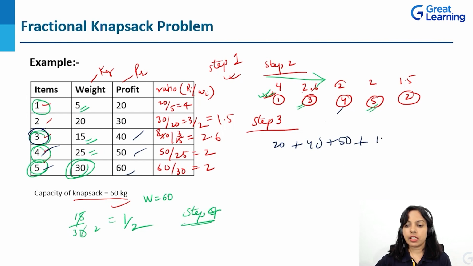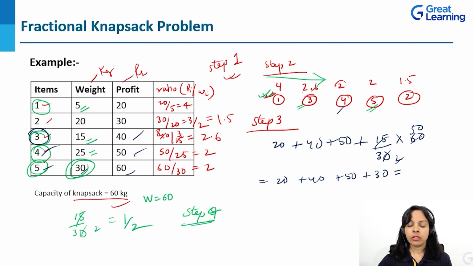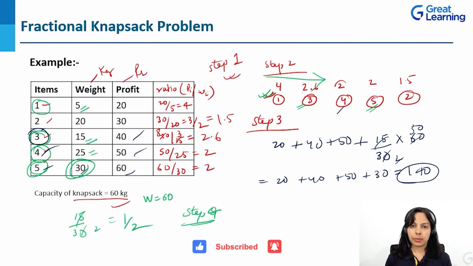The weight which was selected, that is 15 kg, was selected out of the available 30 kg. So 15 by 30 into the profit, that is 60. So the total profit obtained was 20 plus 40 plus 50 plus 1 by 2 into 60, which is 30. The total answer would be 90 plus 20, 110 plus 30, 140. So the total profit obtained here is 140 rupees. This is how we solve the fractional knapsack problem.